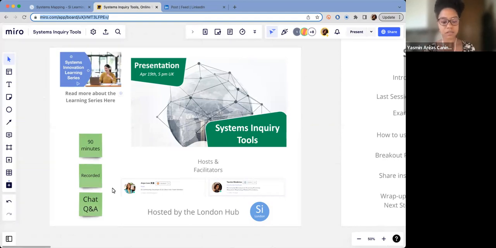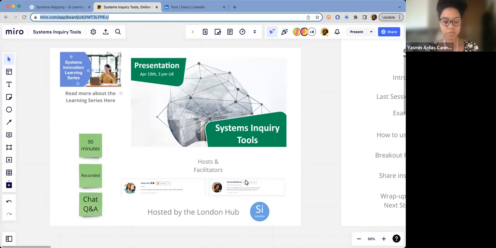Just to say again, this event is part of the Systems Innovation Learning Series that the London Hub is organizing. And this is a 5-month learning experience where we want to provide you several ways to really understand the systems innovation method that we have here. And this is the second session of the 3rd module of systems inquiry.